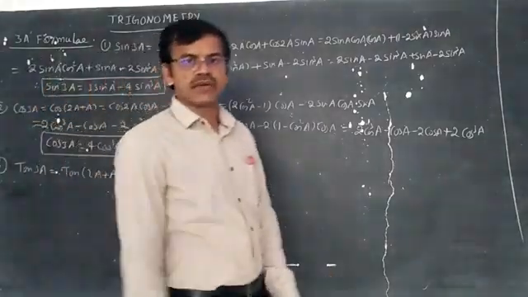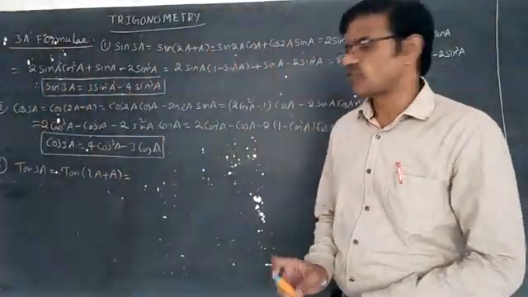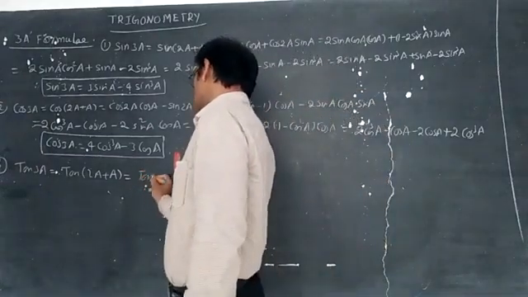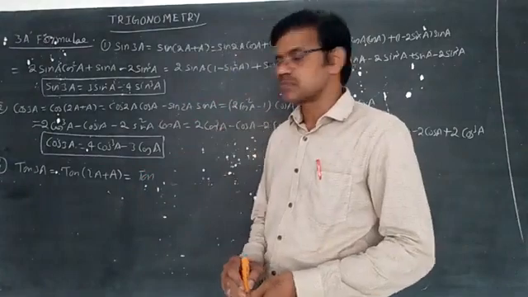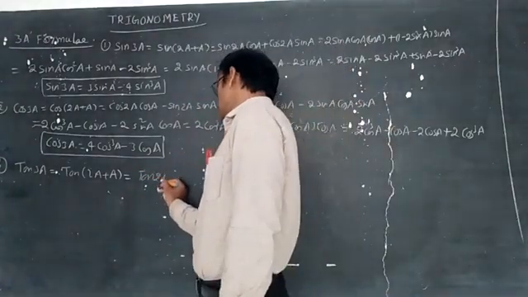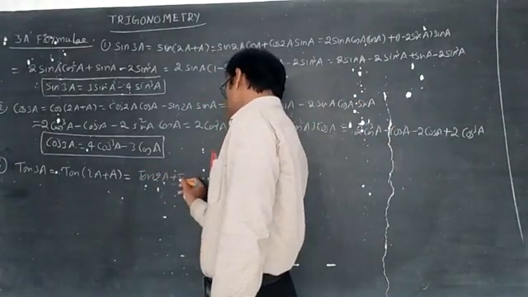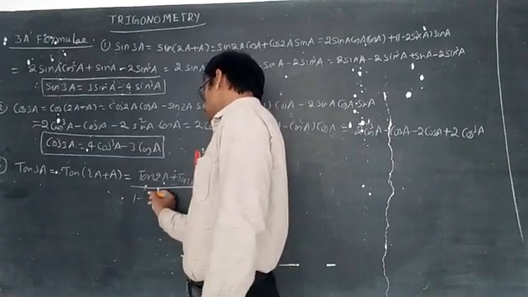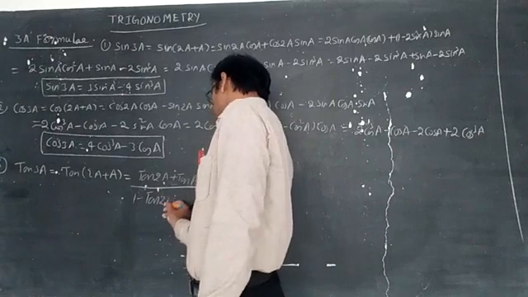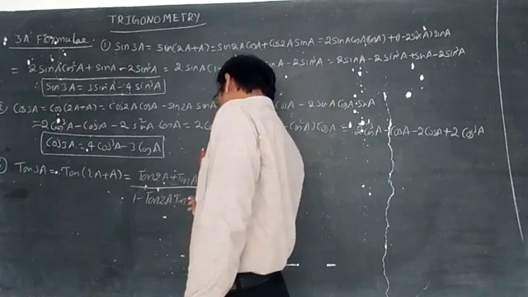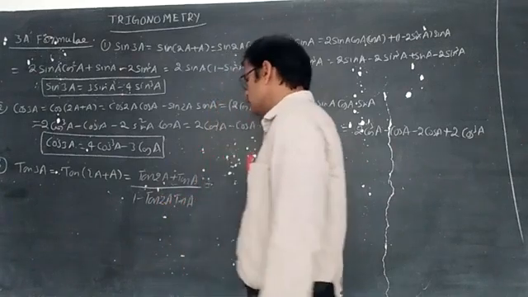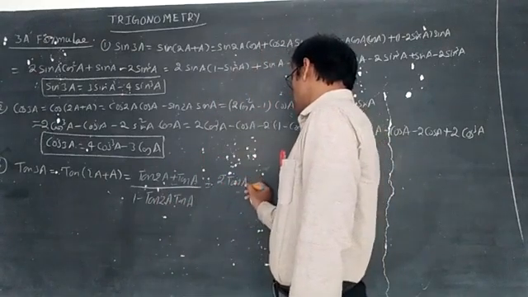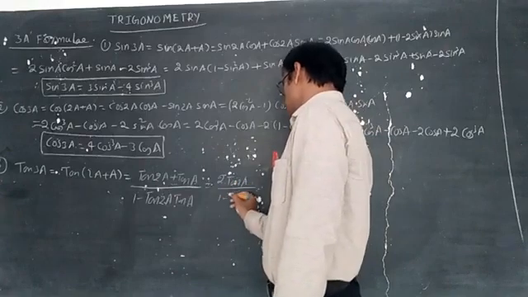Tan 3A is equal to tan of 2A plus A. So tan of 2A plus A can be understood with the tan of A plus B concept. The tan of A plus B formula is tan A plus tan B by 1 minus tan A tan B. So it is tan 2A plus tan A by 1 minus tan 2A into tan A. Write the tan 2A formula: 2 tan A by 1 minus tan square A.